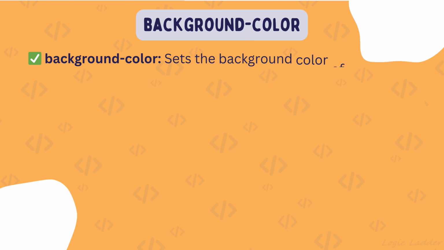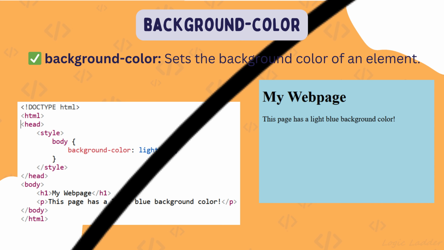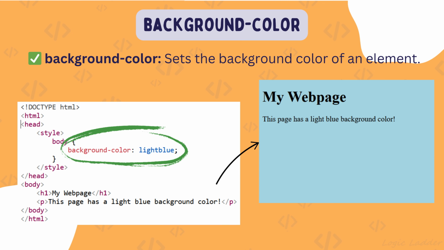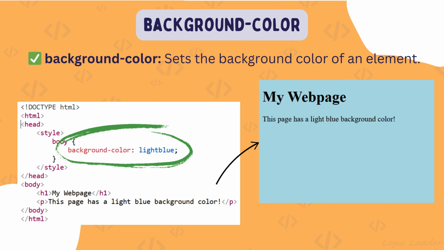Let's begin with the simplest background property: background color. The background color property lets you fill the background of any element with a solid color. For example, you can give your entire section a light blue background just like this. Pretty cool, right? Now, let's add some images.